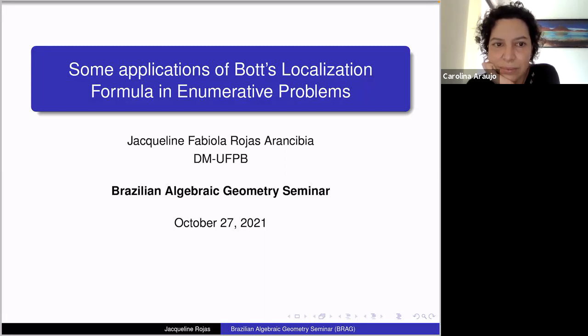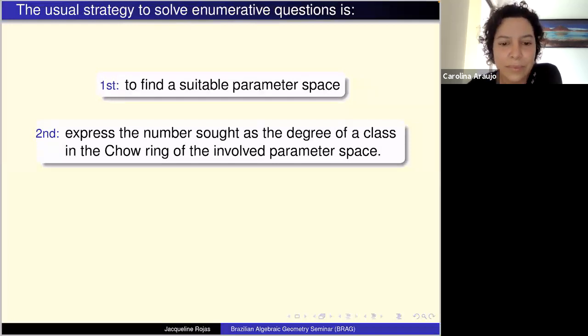I am going to begin by commenting on two steps. We want to solve some enumerative questions, like finding the number of lines that meet four lines in P3. The first step is to find an adequate parameter space. This can be easy or not so easy. And the second step is to know about the Chow ring of your parameter space. But this is not easy.